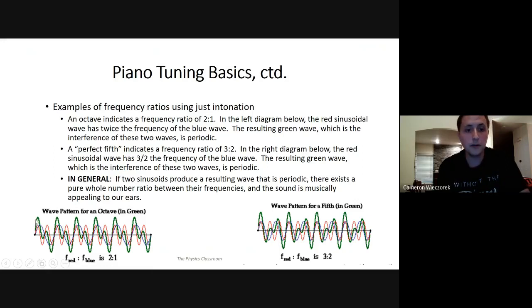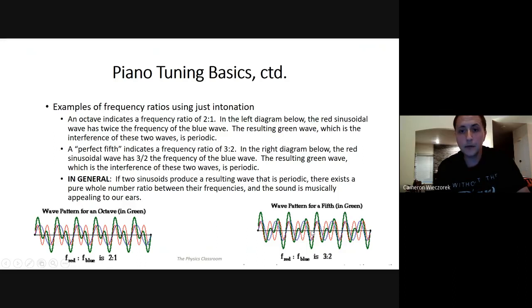You'll notice that it's a periodic function. It repeats itself and has the exact same pattern over and over again. Another example would be over here on the right. This is the wave pattern for a perfect fifth. I brought that term up before. A perfect fifth indicates a frequency ratio of 3 to 2.